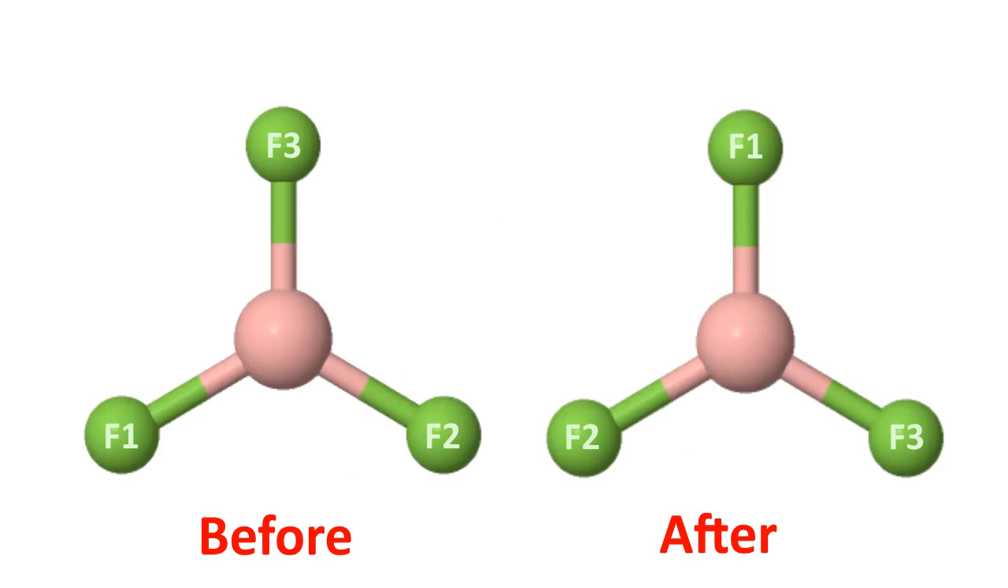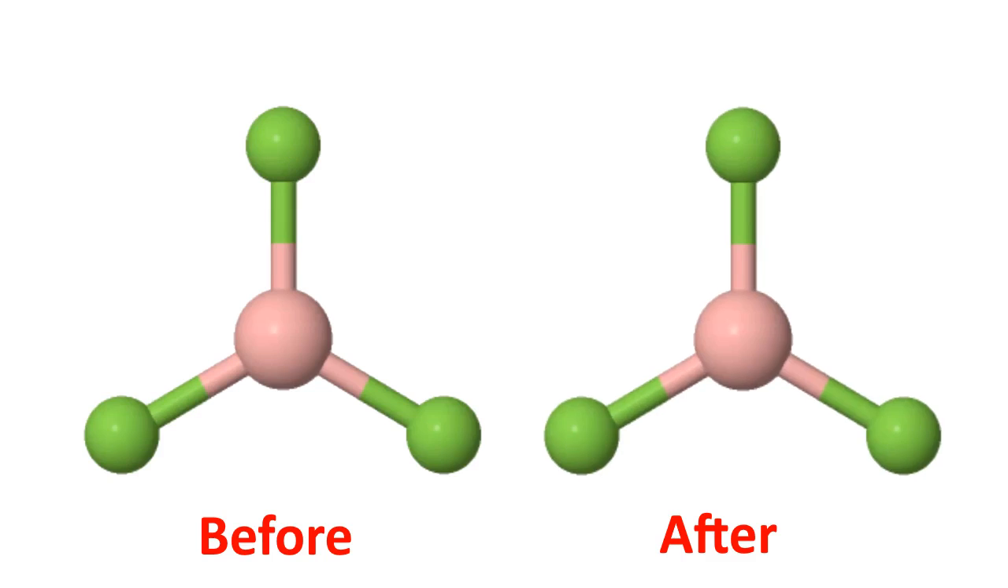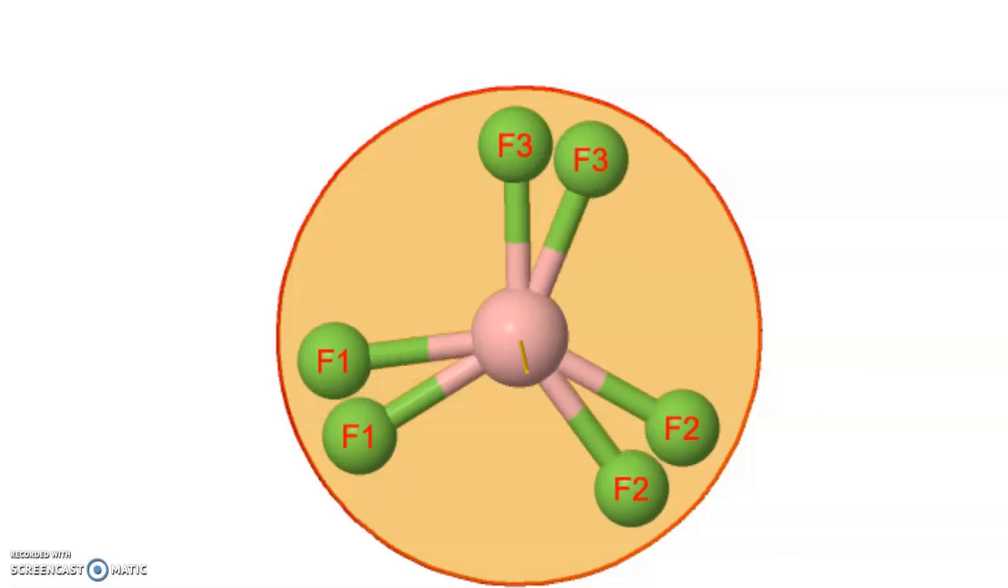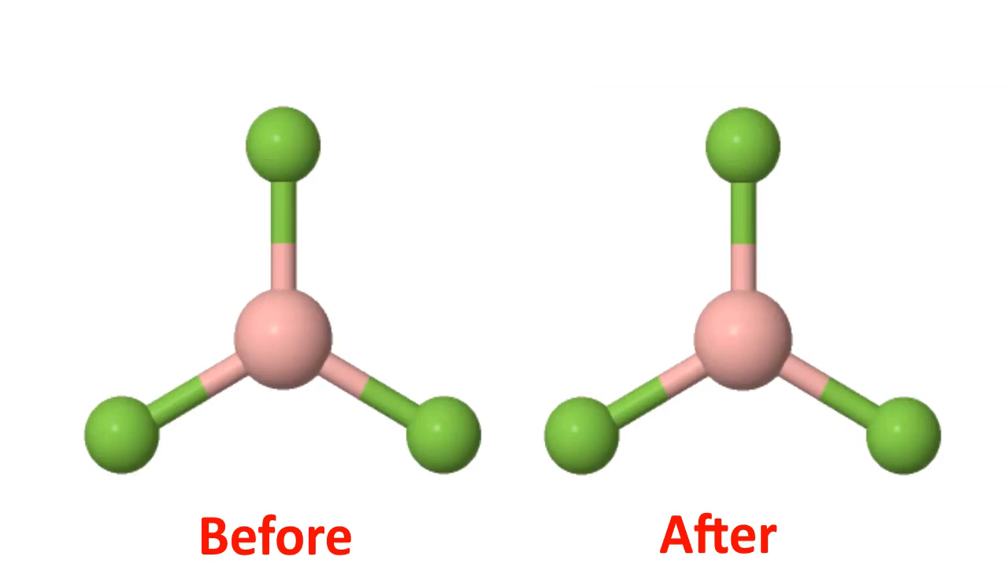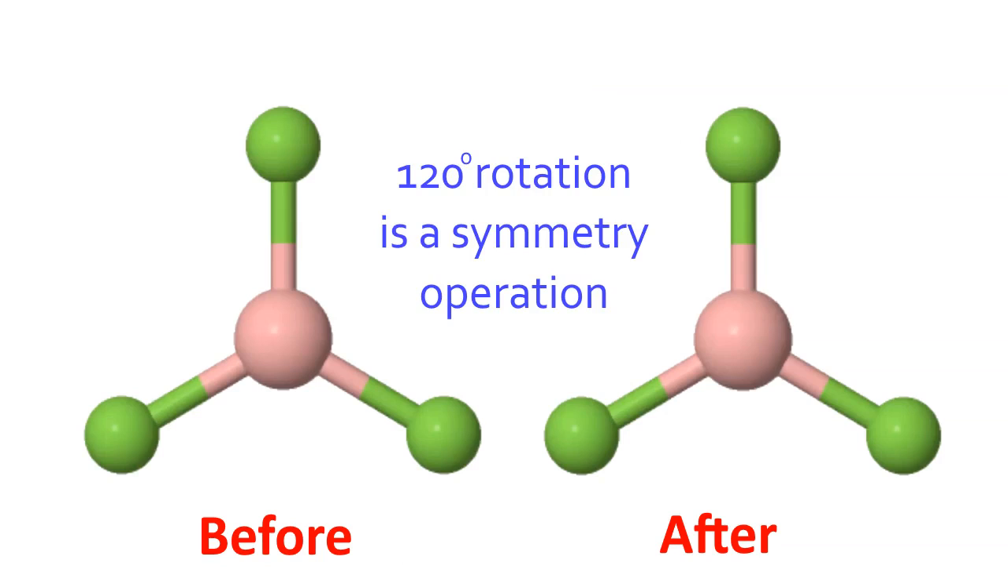Now if we label the fluorine atoms like this, we could observe clearly that the molecule has been moved. But since all fluorine atoms are indistinguishable, we cannot label them, and the new configuration, that is the configuration after rotation, is entirely equivalent to the original configuration. We all see that the molecule has moved, but we cannot distinguish the configuration before and after the operation. Such a movement is a symmetry operation.